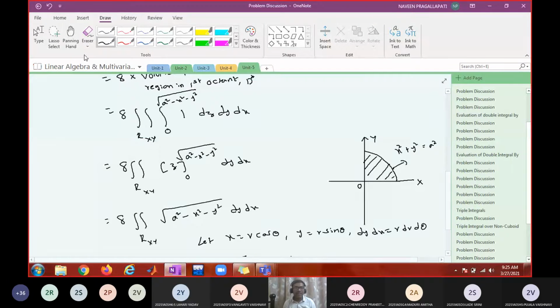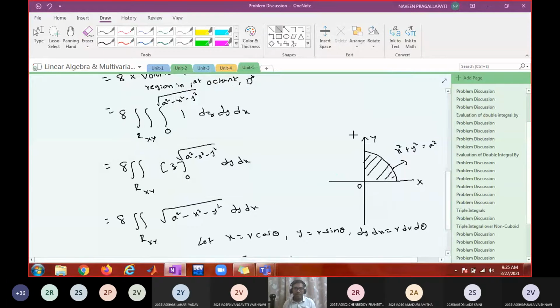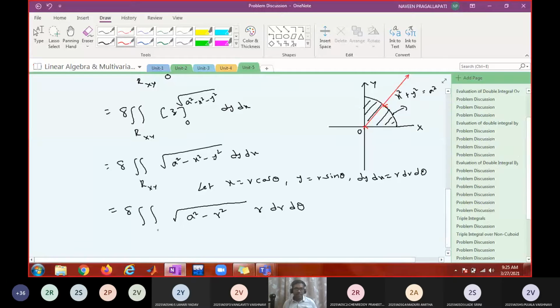Now how do you take the r limits of integration? See where it is entering and leaving through the region. It is entering from 0 and leaving through the circle. What is the value of r on the circle? R square equal to a square means r equal to a, radius is a. Okay, so radius is a. So r varies from 0 to a.